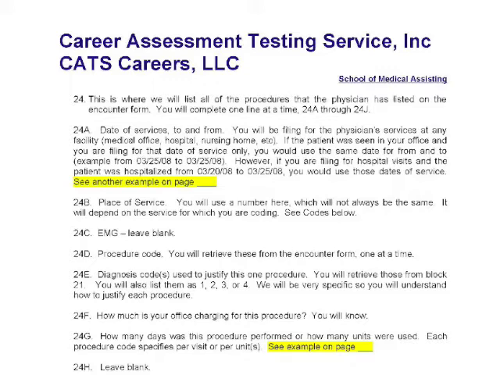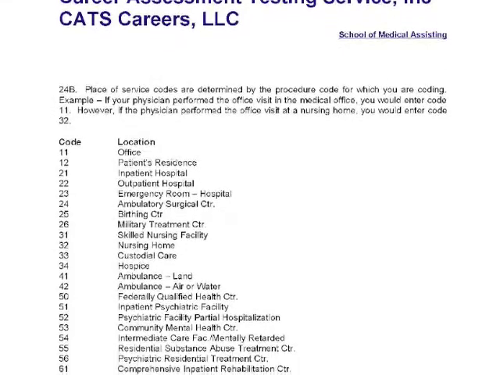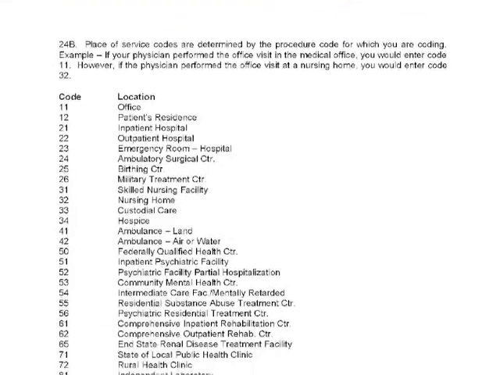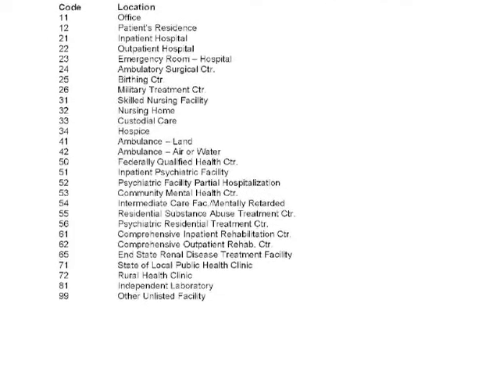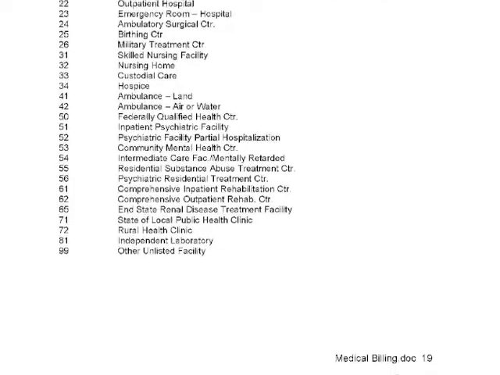24B, place of service. You will use the number here, which will not always be the same. It will depend on the services for which you are coding. Now, the place of service. 11 is for a medical office. Turn to page 19. There's 11 for office, 12 for patient's residence. They do house calls nowadays. If the patient was in the hospital when your doctor went for the visit, you would use 21. It's the place that the services were performed.